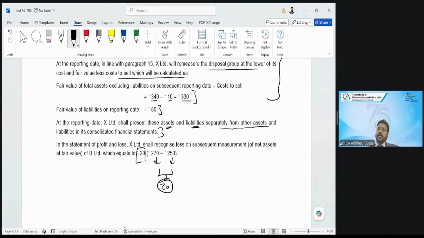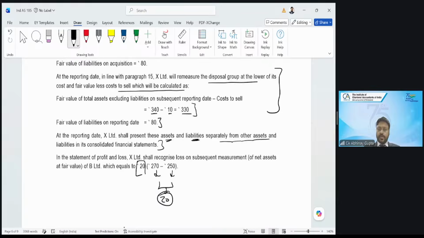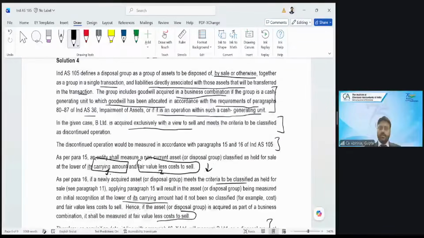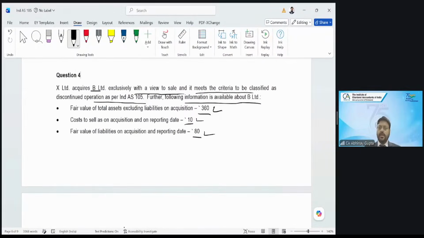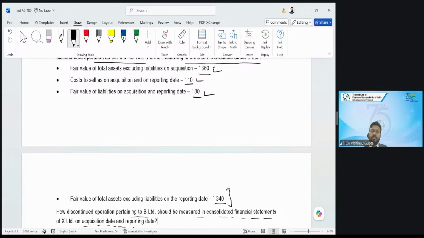And where it will be parked? Continuing operations, discontinuing operations, normal, continuing operations, right? So that was it on this question. So the question looked very straight and simple, but the idea behind this question was to test our articulation abilities around the Ind AS and how well we are able to discuss the relevant aspects from the Ind AS to substantiate the answer, right? So it was less about the calculation, which is very easy and straightforward, and more about the articulation of the relevant aspects of the Ind AS.